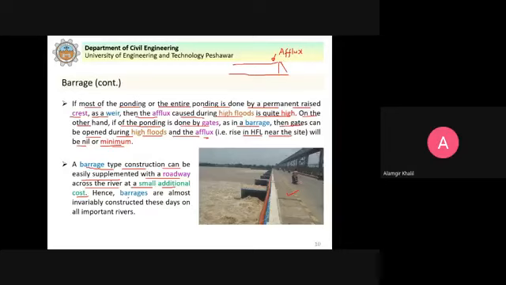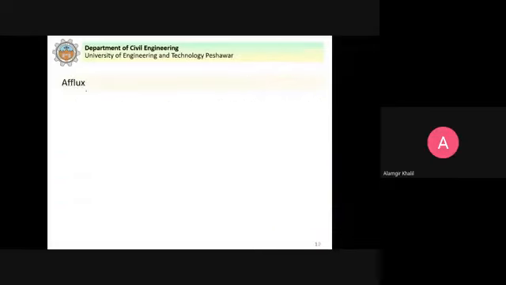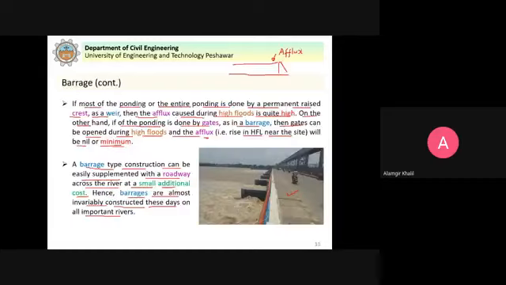So this is the reason that barrages are almost invariably constructed these days on all important rivers. So now the weir has become kind of obsolete. Nowadays, barrages are almost invariably constructed on rivers. So we briefly discussed the efflux to get some basic idea, which I already explained here.